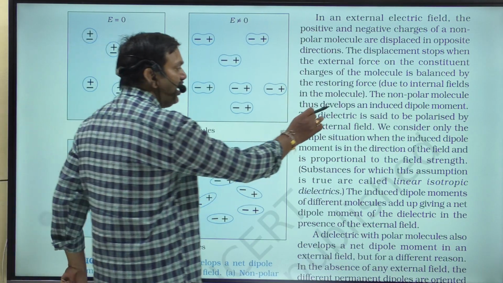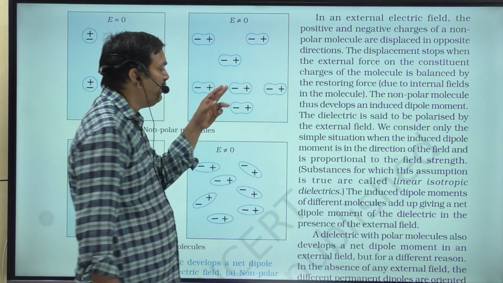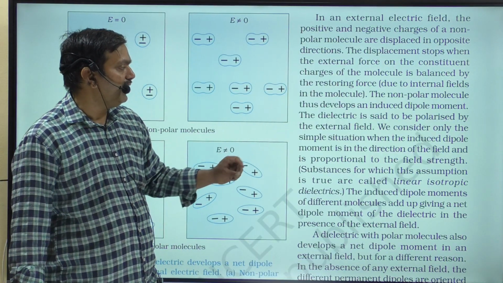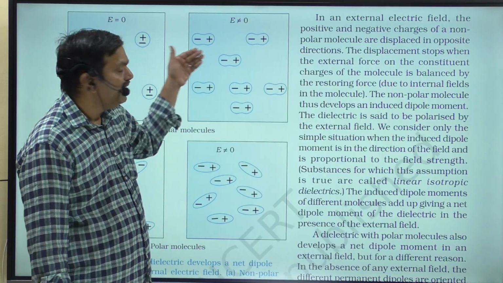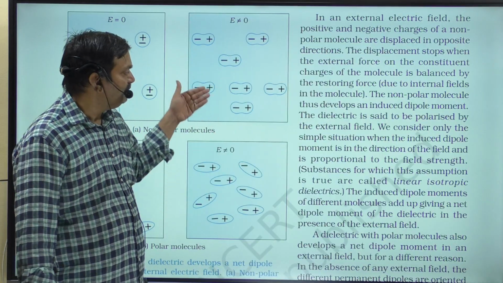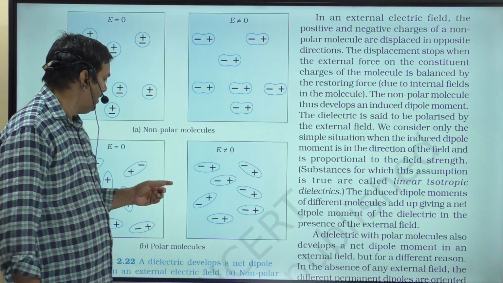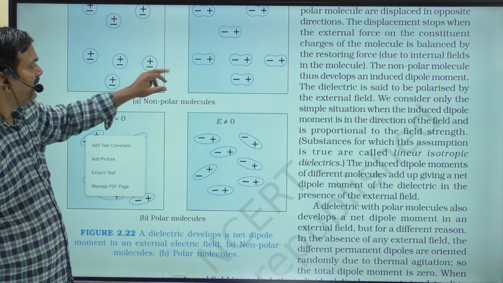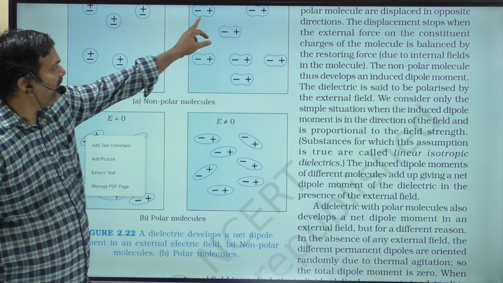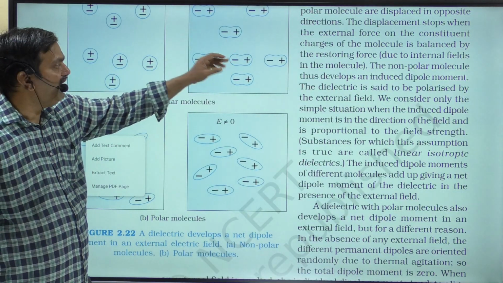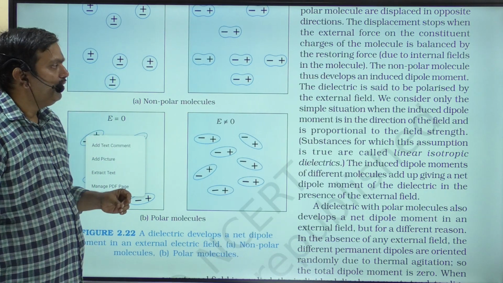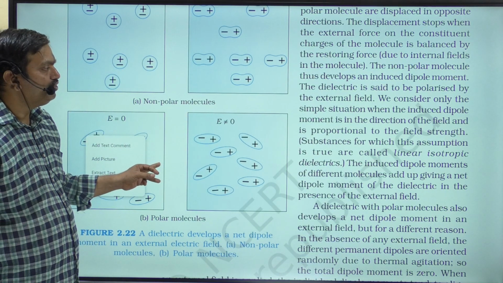So therefore, a non-polar molecule will have an induced dipole moment when there is an external electric field. Fine. So when there is an external electric field, they are polarized. This is what polarization is. Even for polar molecules, as you see here, because of the electric field, they are polarized. That means the centers are realigned. That is the induced dipole moment.